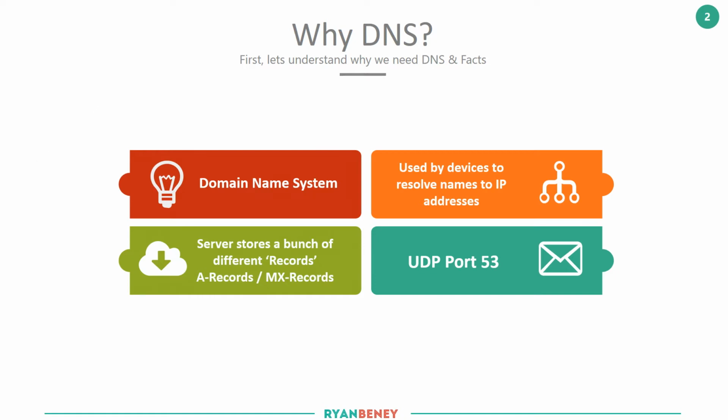So some of the things to remember there. What does it stand for? It stands for Domain Name System. What port does it use? It uses port 53 and it's UDP. What does UDP mean? It's unreliable, but it's fast. We don't want TCP because it will slow down the communication.